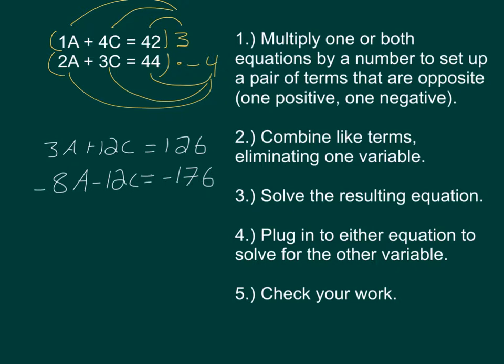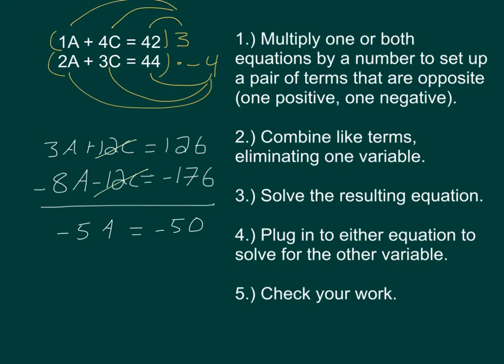So what I'm really doing is I'm adding these two equations together. And when I do that, it's going to create a new equation. 3a plus negative 8a is negative 5a. 12c plus negative 12c, that's been canceled. That's been eliminated, which is how we get the name of this process. And then finally, 126 plus negative 176 is negative 50.